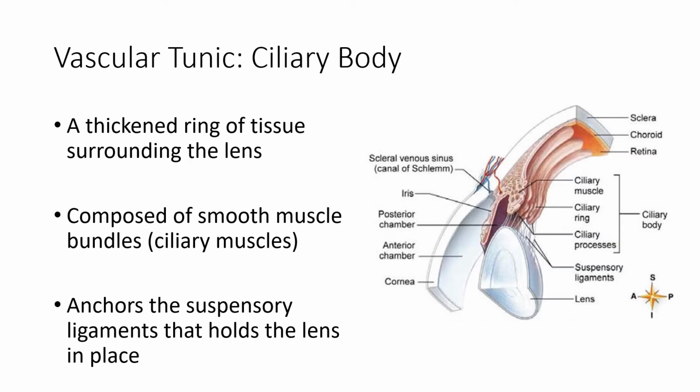The ciliary body is part of the vascular tunic. It's this thickened ring of tissue that is in close association with the lens. It's connected to the lens through these suspensory ligaments. And as I mentioned, there's smooth muscle that is going to pull on the lens and change the shape of the lens. So it can pull on the lens and cause the lens to flatten or to constrict, which is going to change the focal point of the lens.